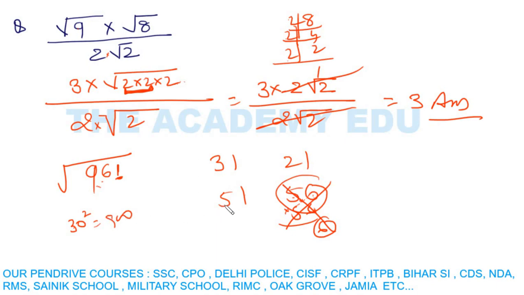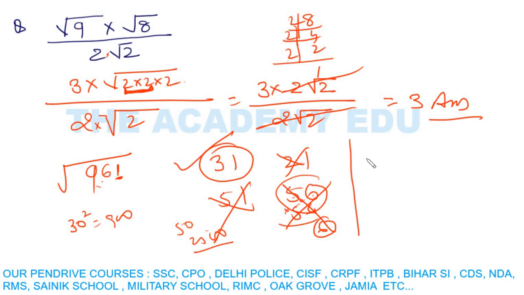But if I take 50, what is the square of 50? 5 times 5 is 25, double 0, 2500. So this is wrong and this is wrong. What is the answer? This one, 31. So sometimes by logic you can find the square root. There is no need to completely solve it. Got it?